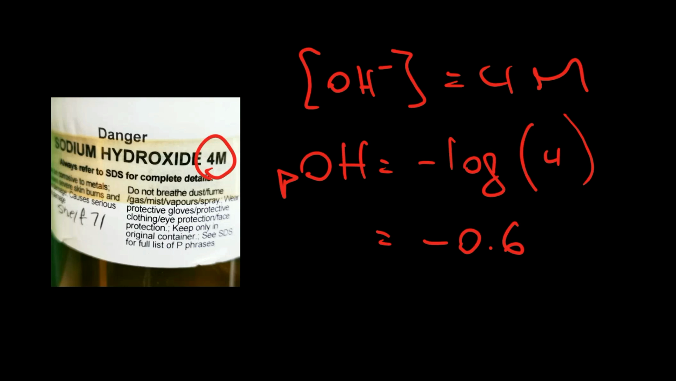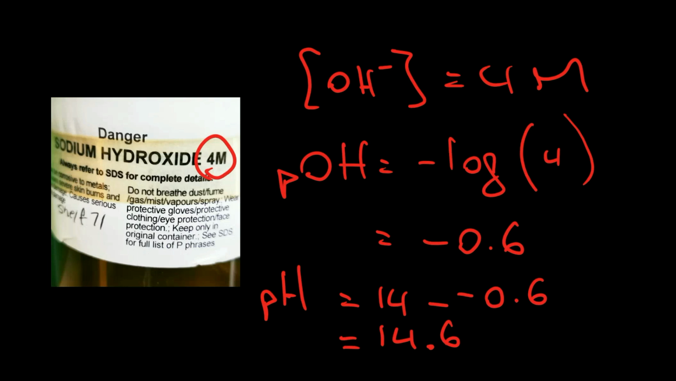Now we have a negative pOH. But remember, the pH is 14 take away the pOH. In this case, we're taking away a negative, so we're going to be adding it. And we don't even need a calculator for this one. 14.6. So here we have a pH that is above 14.